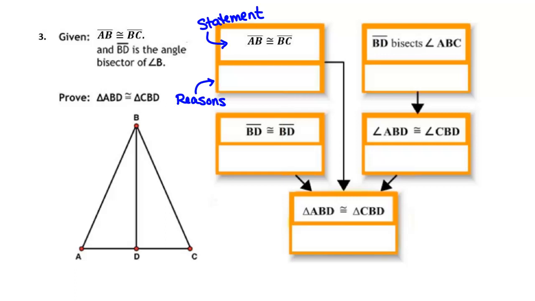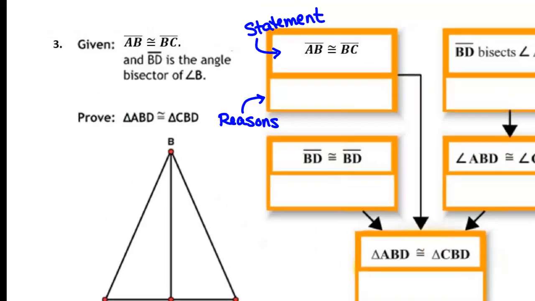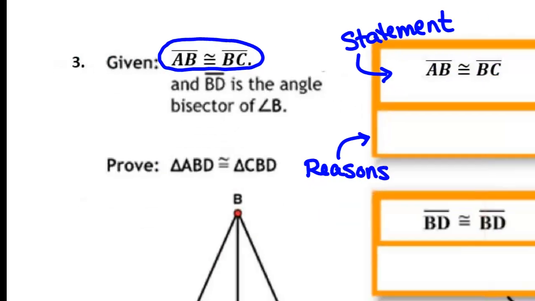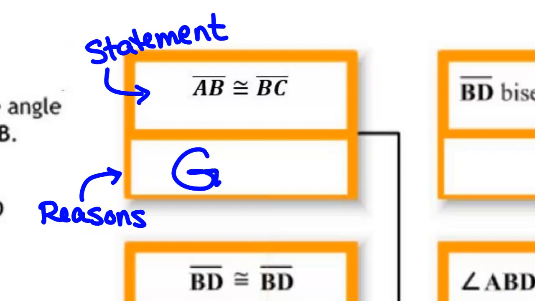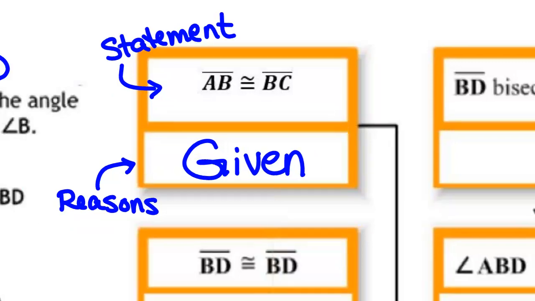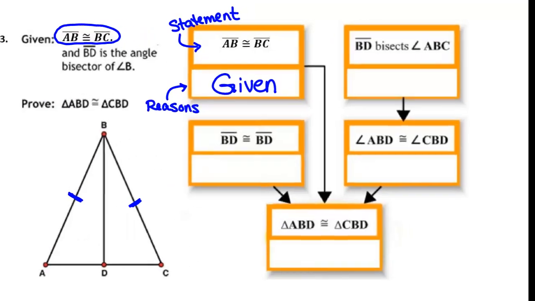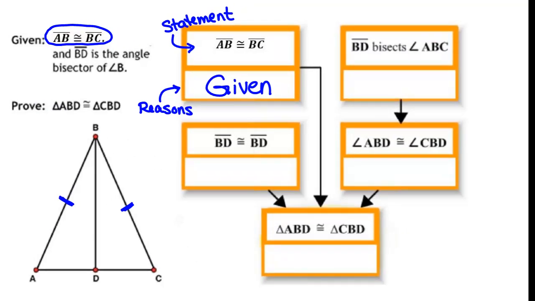Why are we allowed to say that AB is congruent to BC? Because it is given right here. AB is congruent to BC, given. Is that marked up on the triangle for us? No, then we're going to add that to the picture. AB is congruent to BC. And then I see there's an arrow from that pointing all the way down to the bottom, so I'm not going to use that again until I get to the end.